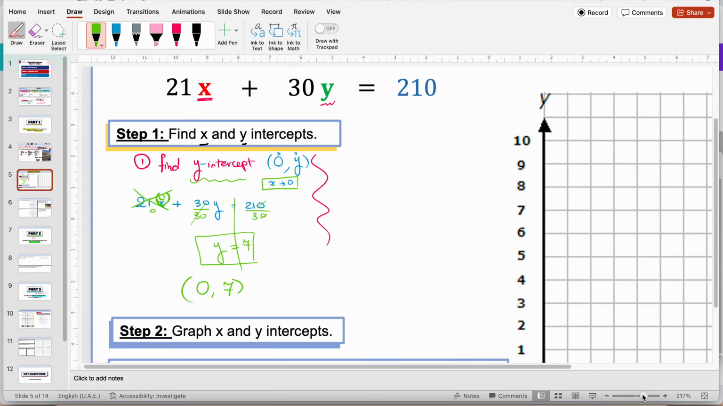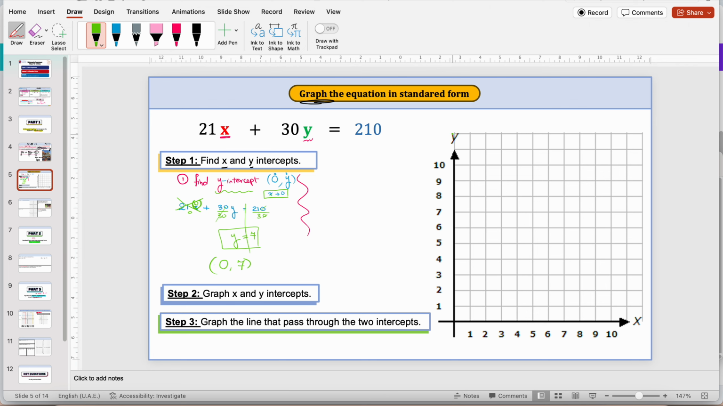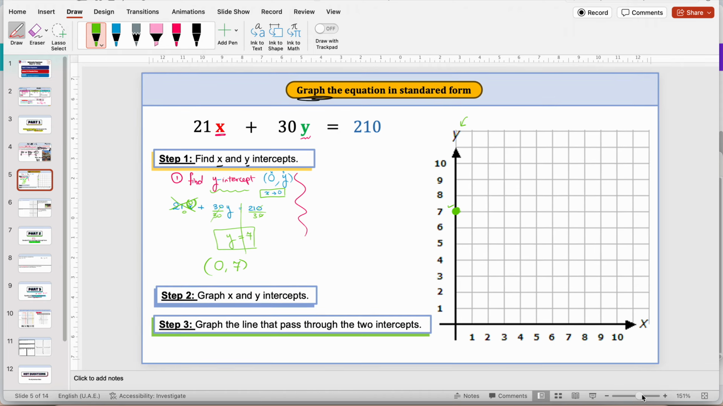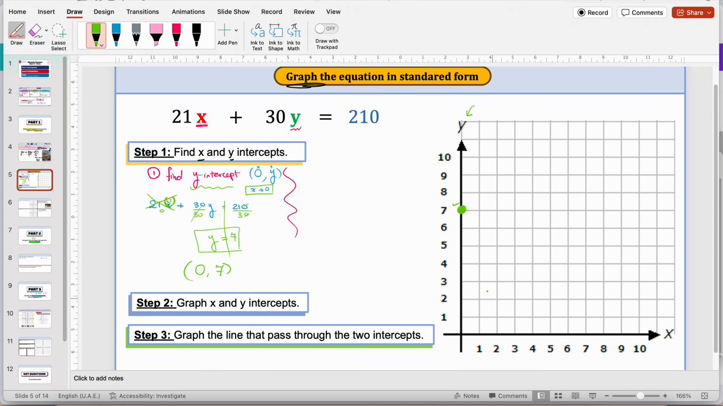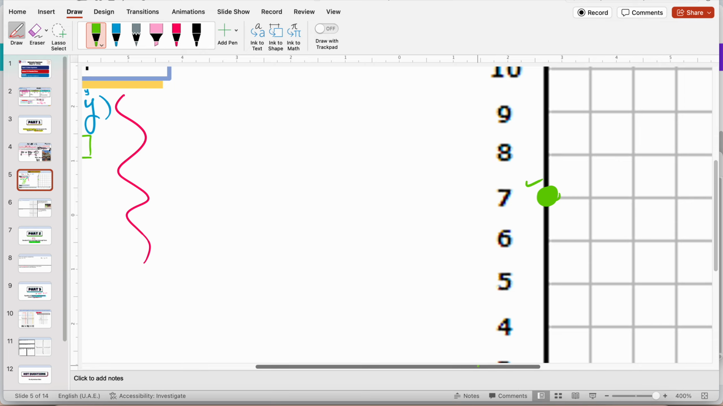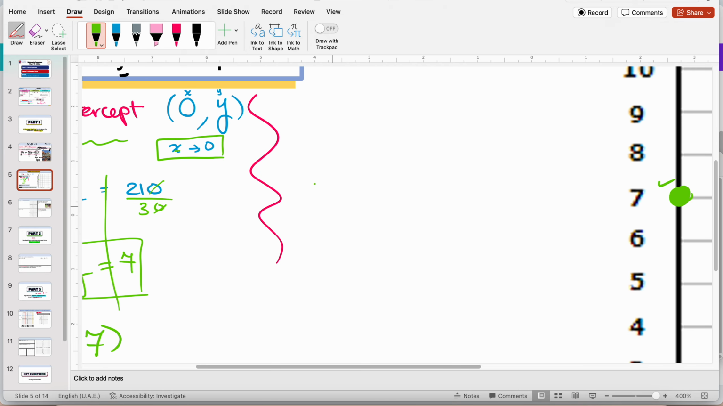This is my y-axis. How can I locate it? Go to your y-axis, and my y-intercept, of course, is on the y-axis. Go to number 7 and put a point there. Done. That's my y-intercept. Let's do the same for the x-intercept. Why do I want to find also the x-intercept? Of course, because if I want to graph a line, I need 2 points. So this is the first point. I need the other one. Let's use the x-intercept. Can you see how easy it is? So find the x-intercept.